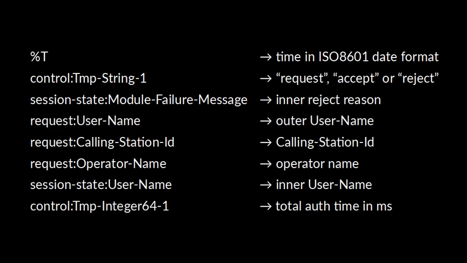Session state module failure message: the default config will update module failure message with the reason when something's gone wrong. So that covers off your tech spec requirement of when something goes wrong, you need to log why. So hopefully that should be in that attribute there. And then operator name and username. And then we've got, which is not required, our control temp integer 64 as well. So we've got the authentication time.